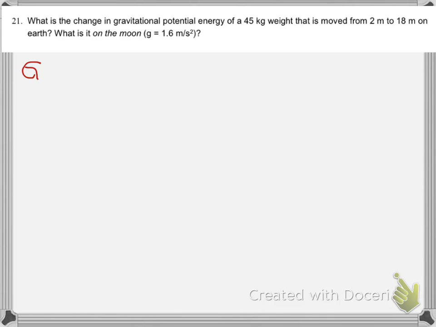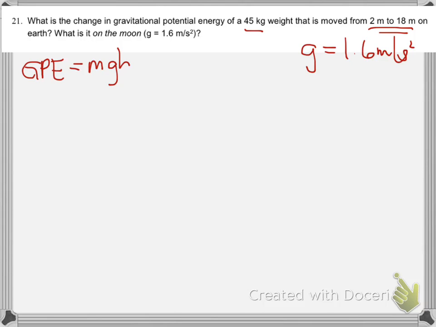So here we're again going to be using our gravitational potential energy equals mgh. Here, since we're talking about being on the moon, our g is going to equal 1.6 meters per second squared rather than 9.8. They give us our mass, and we need to subtract to get our height. They go from 2 meters to 18 meters, so it's a 16-meter change.